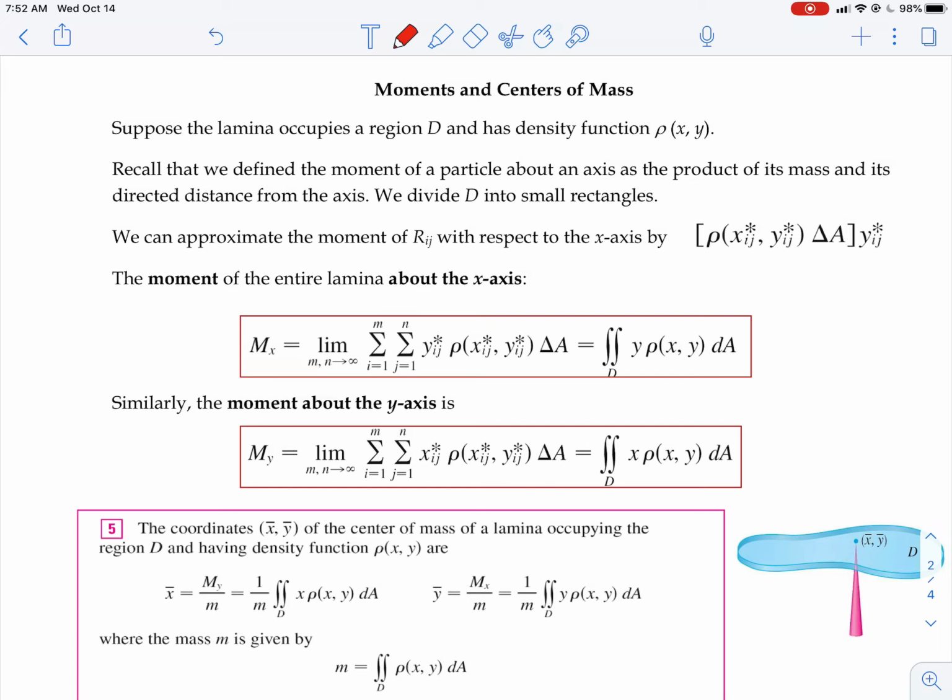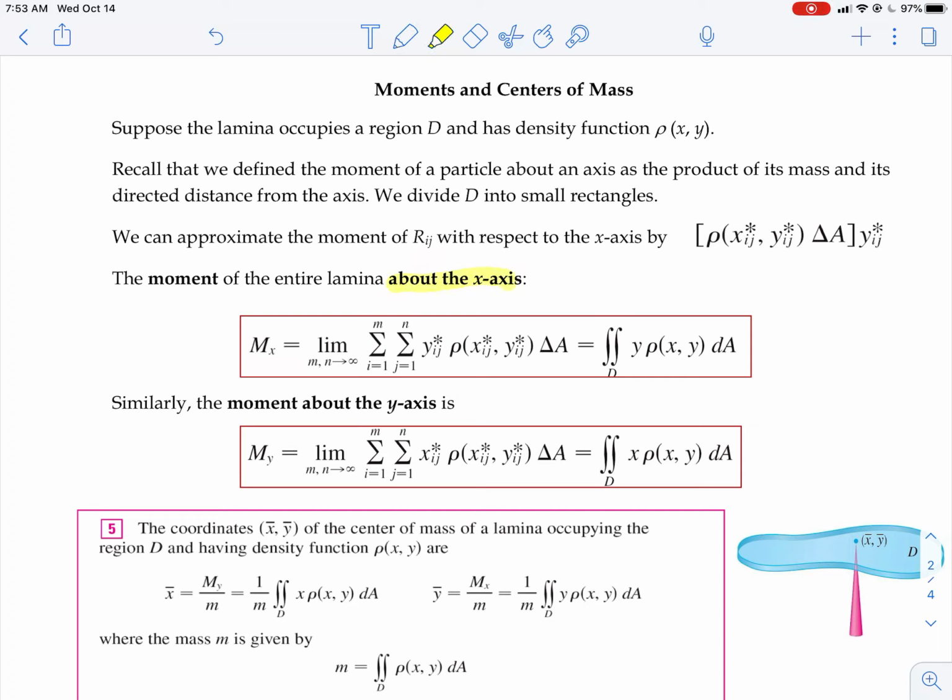We can approximate the moment of our region with respect to the x-axis by taking our rho delta A and multiplying it by some y, which gives the moment of the entire lamina about the x-axis. So basically, I could find moments about either the x-axis or the y-axis, and what we're doing is taking all of our little rectangles and finding that moment. We're going to rotate it about one of the axes.